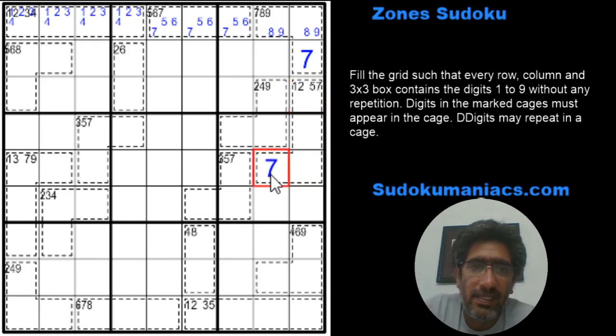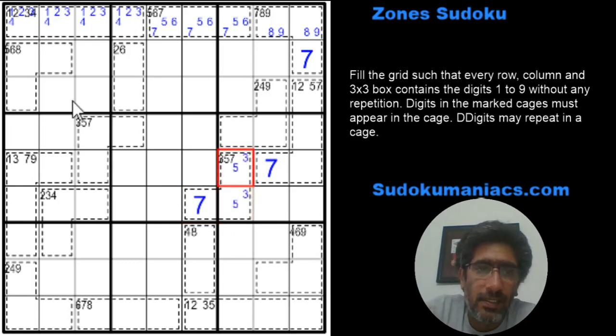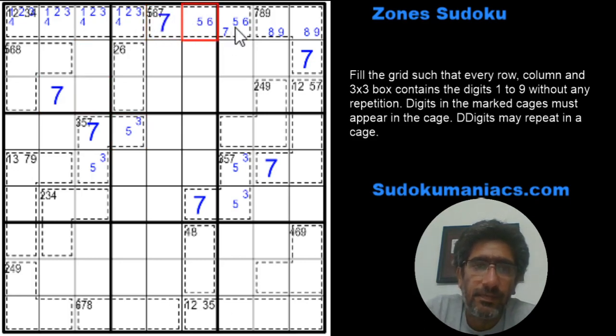So this becomes my 7. And this being 3, 5, 7, the 7 goes here with 3 and 5 getting placed here. And again I have a 3, 5, 7 here. 7 cannot be here. 7 cannot be here, so that's a 7. And again I get a 3, 5. And in this box, this was 1, 2, 3, 4, 5, 6. So 7 cannot be here. This is the only place left for 7. And here we get a pair of 5, 6 with a 7 here.